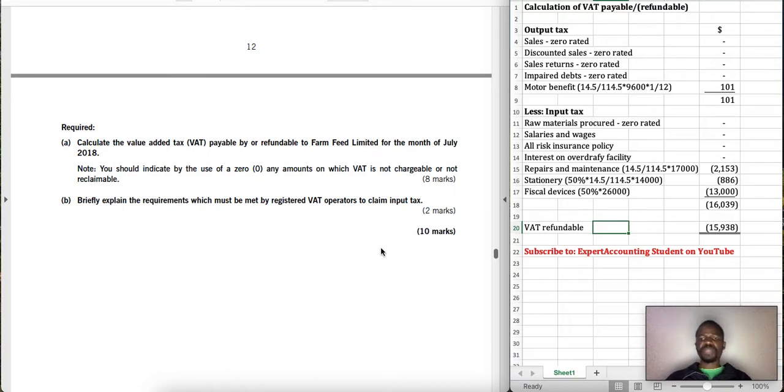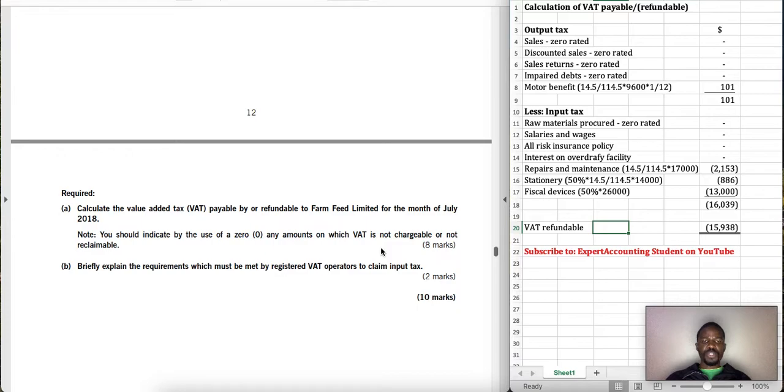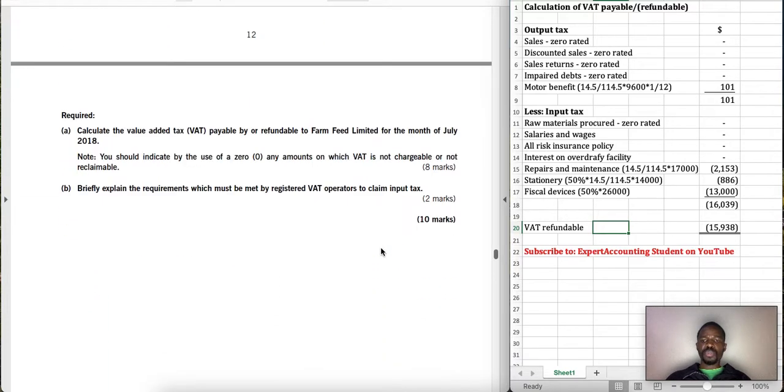Part B is saying, briefly explain the requirements which must be met by registered VAT operators to claim input tax, for 2 marks. Here we are supposed to know what is required by the registered operators to be able to claim VAT. First of all, registered operators should have a valid tax invoice or a valid fiscal tax invoice with the correct address, with both VAT numbers of the supplier and the customer, and the correct addresses. If it's a fiscal tax invoice, it should also have a fiscal signature.